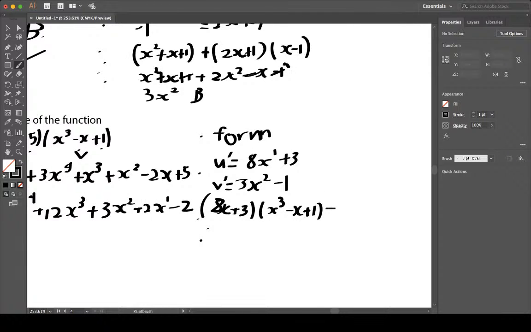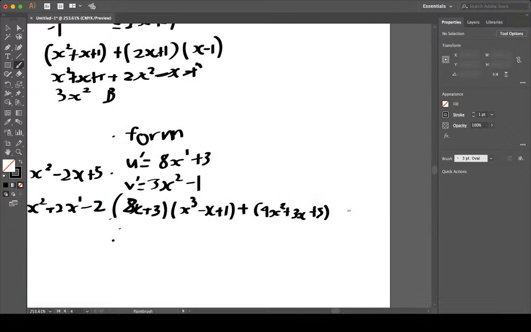added to 4x squared plus 3x plus 5, multiplied by 3x squared minus 1. Go ahead and try to find it yourself. This would be a long one, but it would be the same.